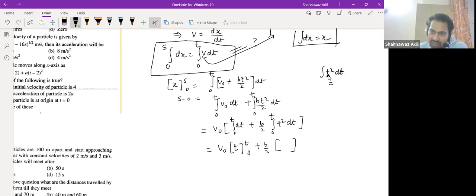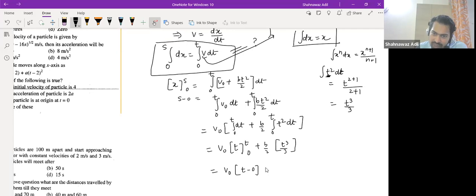So this is an algebraic function, x^n dx. This is x^(n+1) divided by (n+1). So this is t^(2+1) over 2+1, so this is t cube by 3. Right. So this would be what? V naught, and then t minus 0, and the 3 is taken outside. So v by 6 t cube, and then t to 0. So this is t cube minus 0. So this would be v naught t plus v by 6 t cube. This is our distance.